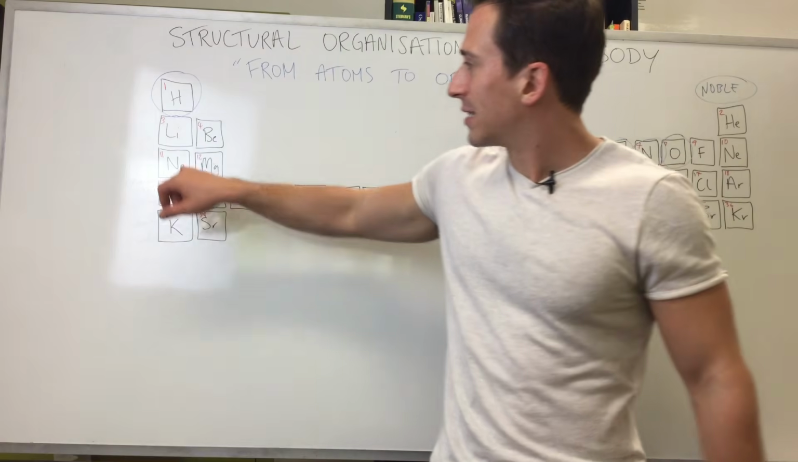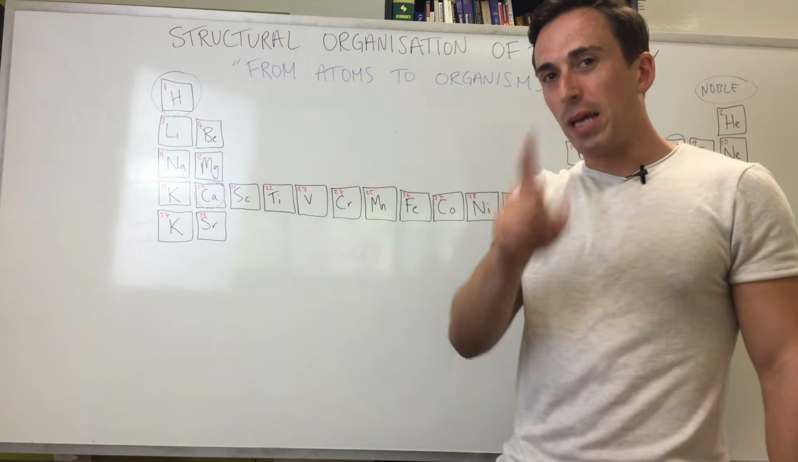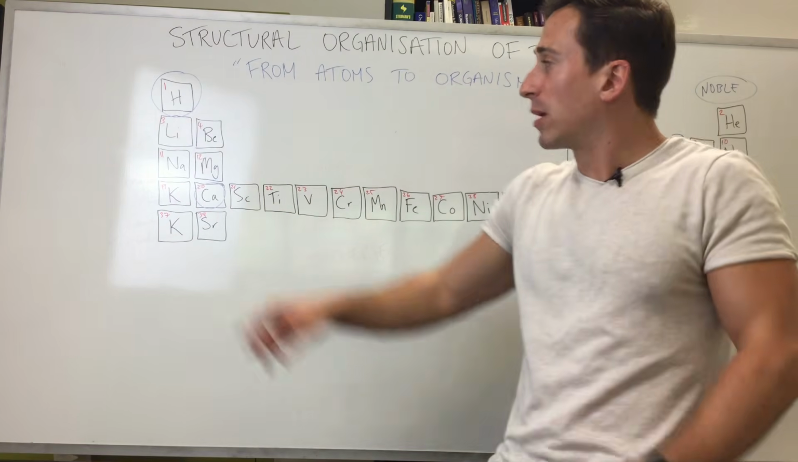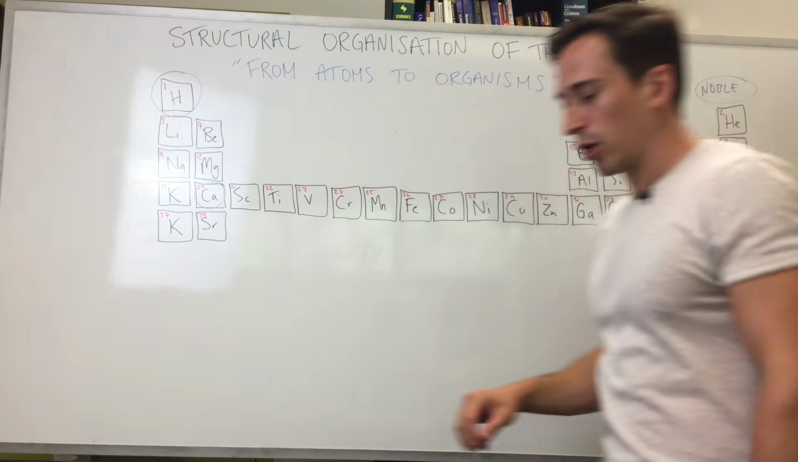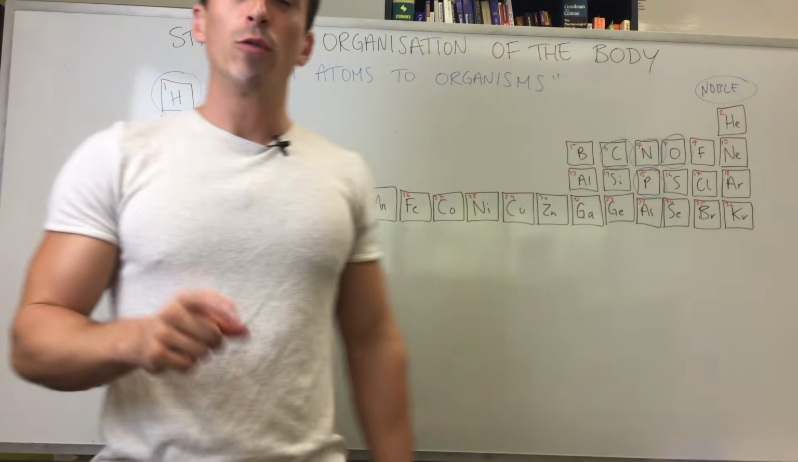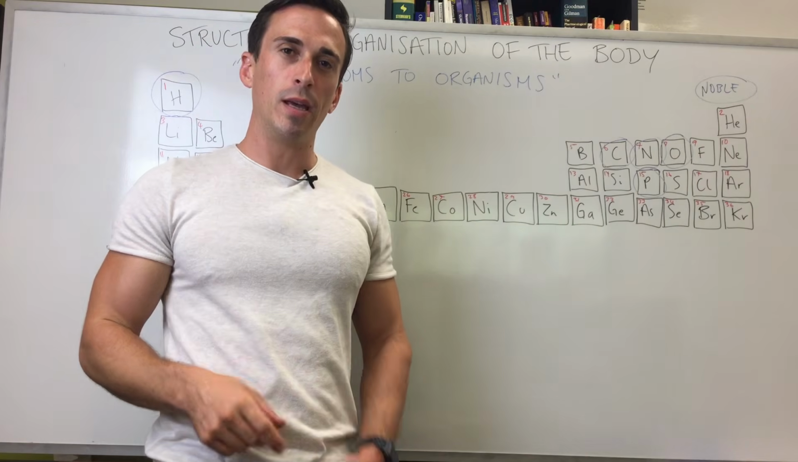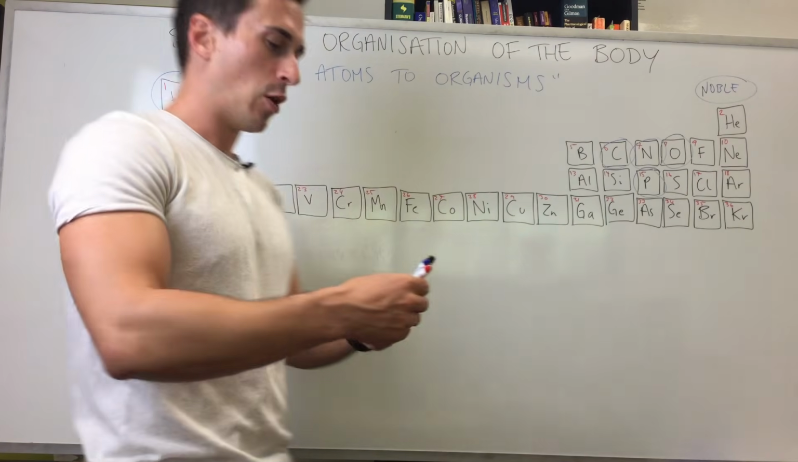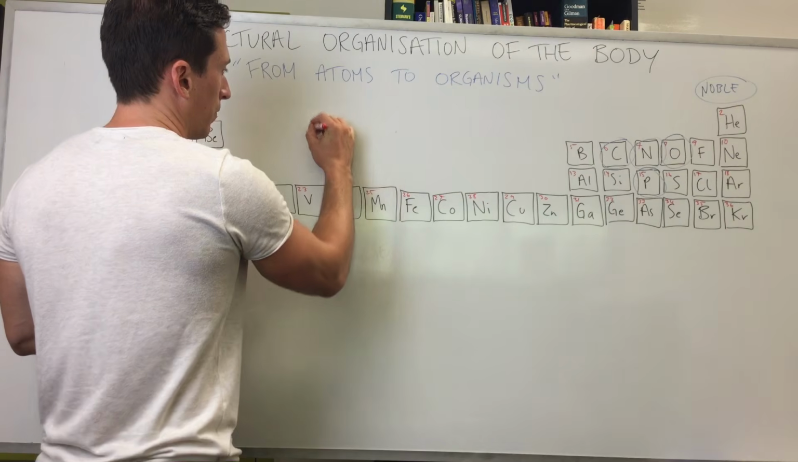Sodium has 11 electrons, but in order for it to be happy, it wants to be like neon, which has 10 electrons. That means sodium wants to give away an electron.